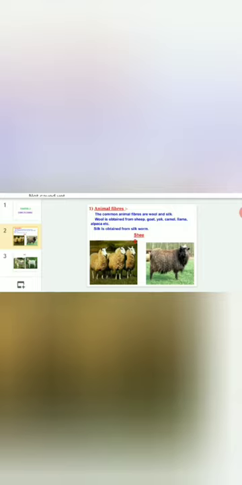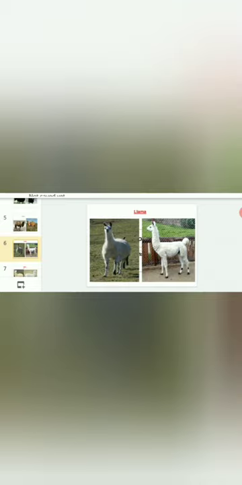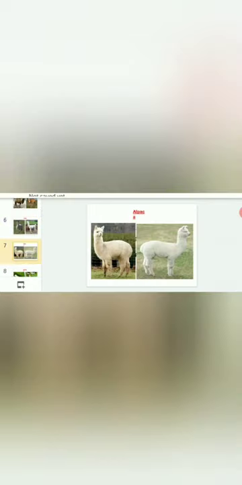So, now you will see a different breed of sheep over here in this picture. Goat, a different breed of goat, yak, camel. So here also you can see a different breed of camels, llama. They are found in many parts of the European countries, alpaca. Then you will see silkworm.